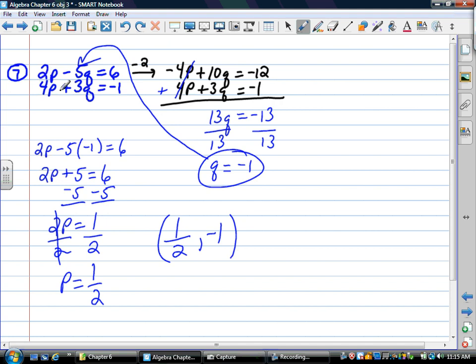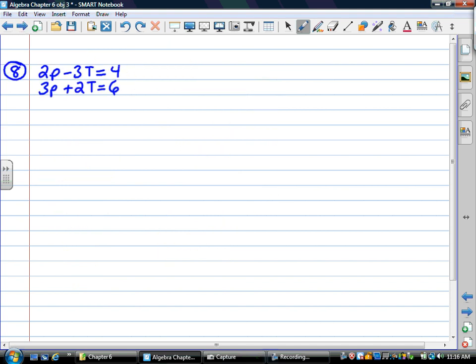Replace p with 1/2. Replace q with negative 1. Okay, and let's see what that's going to look like. 1/2 times 2 is going to be 1. Negative 5 times negative 1 is 5, so 1 plus 5 is going to be 6. 4 times 1/2 is 2. 2 plus negative 3 is going to be negative 1. It checks. Okay, just a few more problems to do.